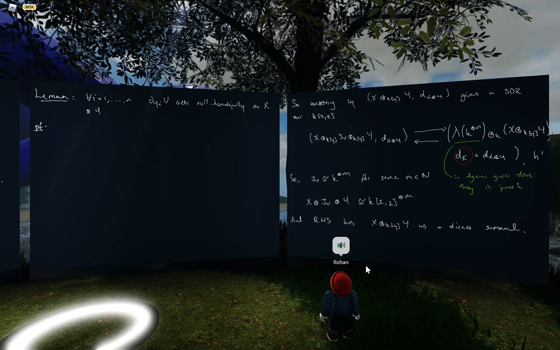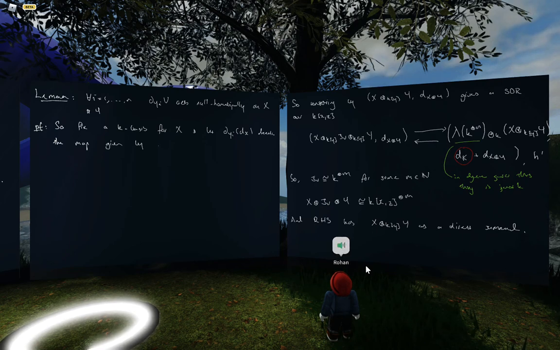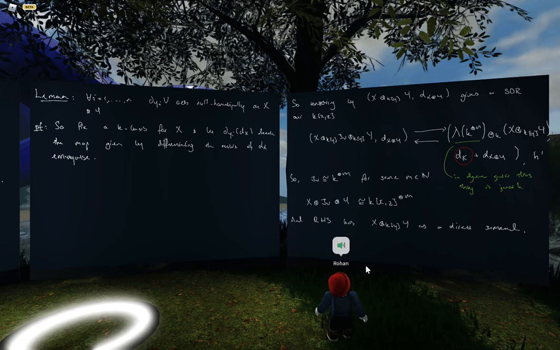Okay. So we'll show it for X, and the case for Y is identical. So fix a k basis, I suppose I should say a k generating set for X, and let this denote the map given by differentiating the matrix of dX entry-wise. You can show that this entry-wise differentiation still satisfies the Leibniz rule.